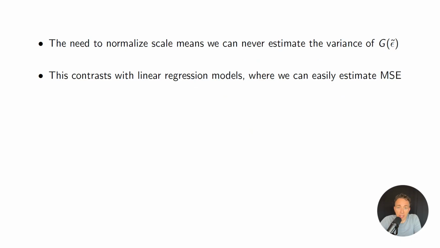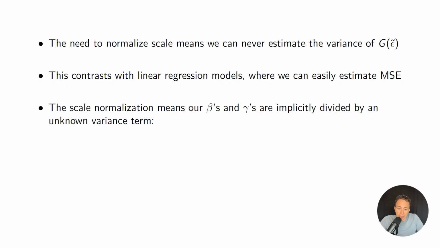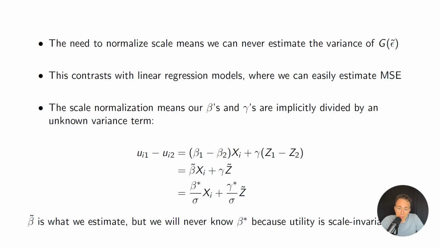Now, let's talk about the scale normalization. Because we have to normalize the scale of utility, we can never estimate the variance of the distribution of epsilon tilde. This contrasts with linear regression models, where we are always estimating the mean squared error or the root mean squared error. And because of this, our coefficients of interest are implicitly being divided by an unknown variance term that we can never recover. So what do I mean by that?